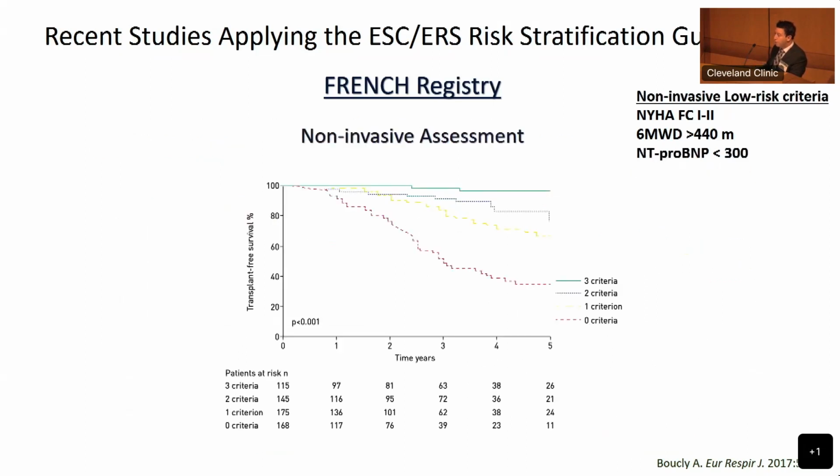Now, they took an even simpler approach and more convenient approach, looking at a non-invasive model, looking at 3 non-invasive low-risk criteria. And again, patients that met all 3 non-invasive low-risk criteria, which was functional class, walking distance, and NT-proBNP levels, had the most favorable prognosis compared to those that did not.